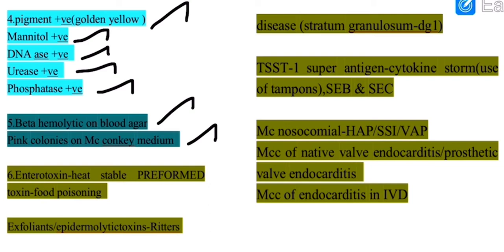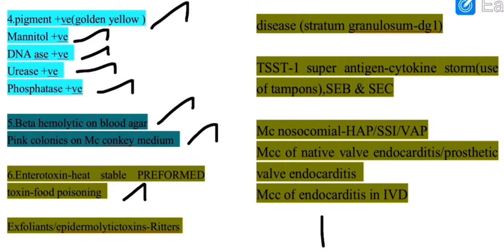The very important thing about the enterotoxin is it's a heat-stable preformed toxin that's responsible for short incubation food poisoning. And the second toxin is the exfoliative epidermolytic toxins, responsible for scalded skin syndrome, Ritter's disease, where in the stratum granulosum the toxins act against desmoglein and split the epidermis.